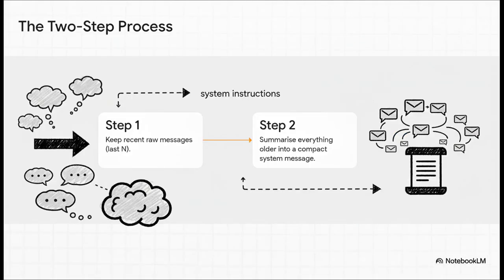And you know what? The logic behind this is so simple. It's really just a two-step process. First, you keep the most recent messages exactly as they are. Second, you take everything older, have the AI create a summary, and you just feed that summary back as part of the system instructions. Simple, but incredibly effective.